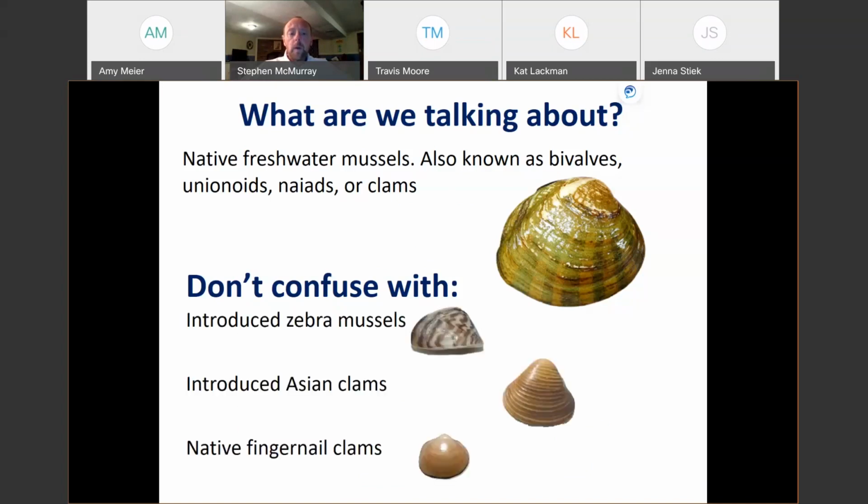And so what we don't want to do is confuse those with introduced zebra mussels, introduced Asian clams, and our native fingernail clams. I know most, if not all of you, have seen Asian clams in rivers in Missouri, probably native fingernail clams as well. And hopefully you haven't seen zebra mussels, but you probably will before too long.